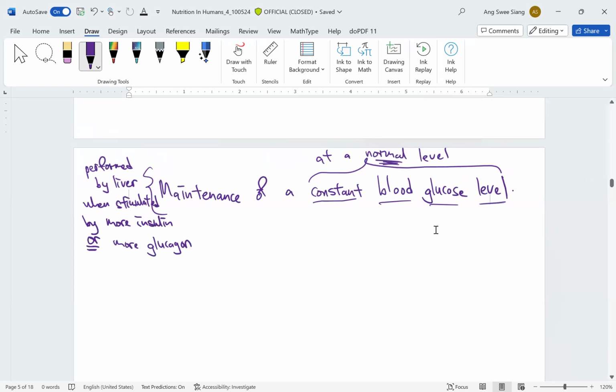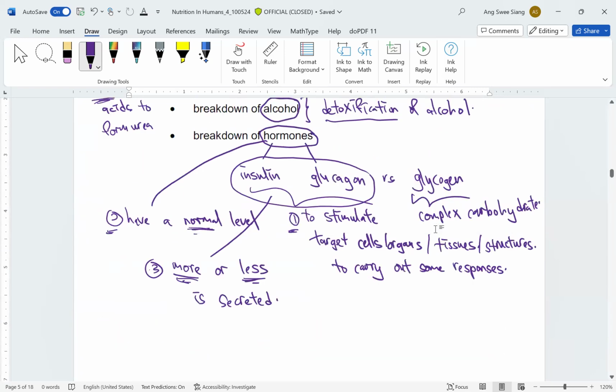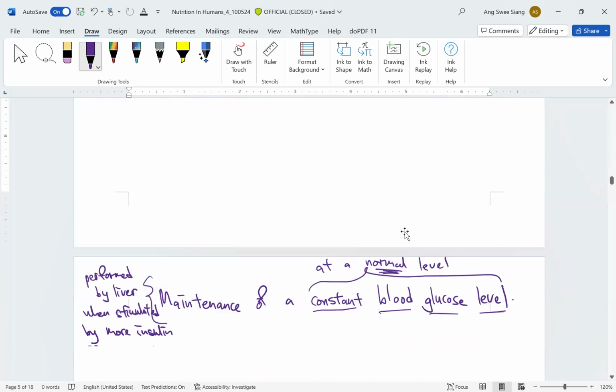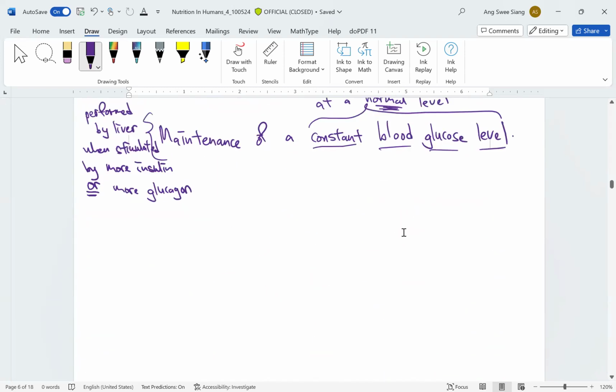Just now I forgot to mention something. When we talk about insulin and glucagon, they are secreted by the pancreas. In the next lesson we will talk about endocrine gland versus exocrine gland, and then I will talk more about this. Let's not jump around and get very confused.